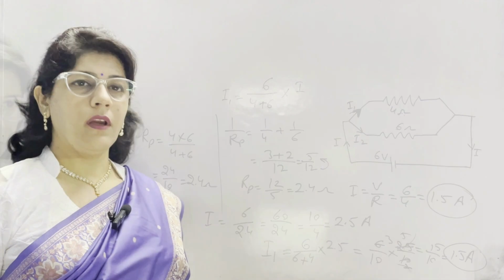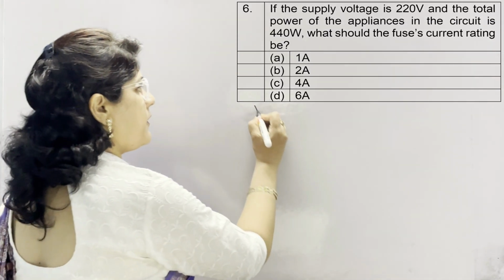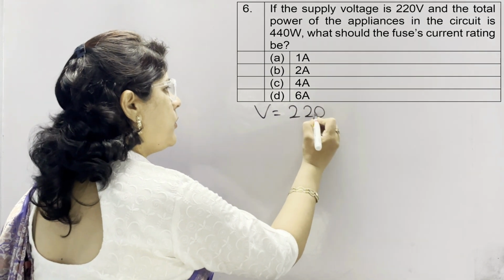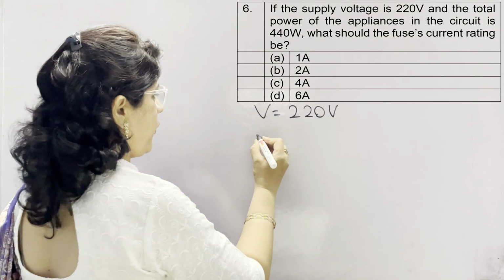In question number 6, if the supply voltage is 220 volt, V is given as 220 volt and the total power of the appliances in the circuit is 440 watt.